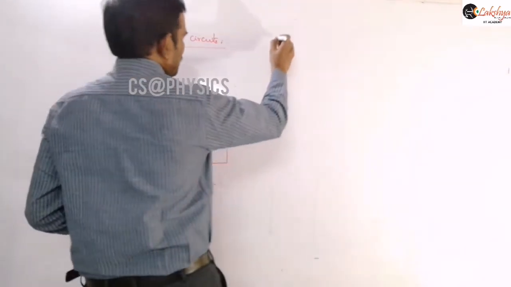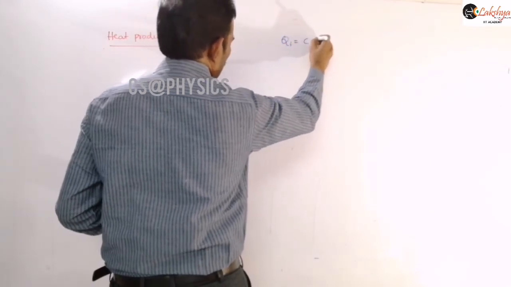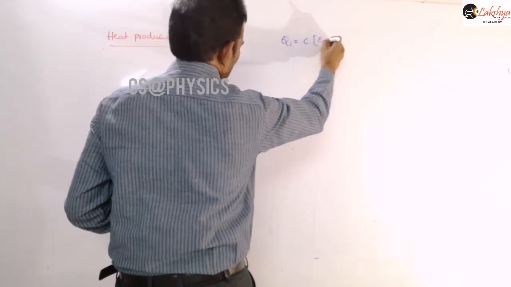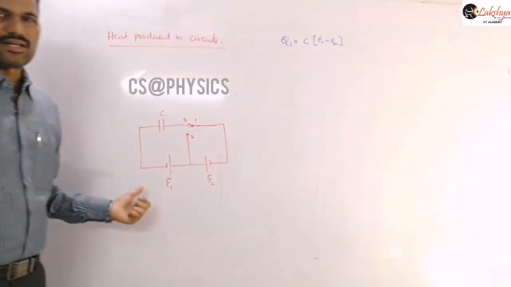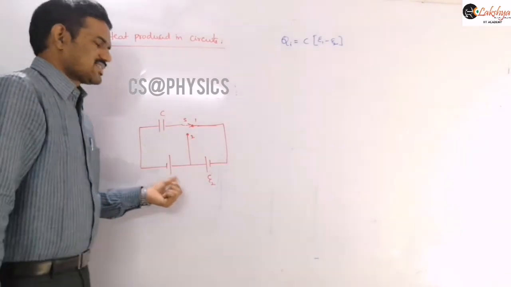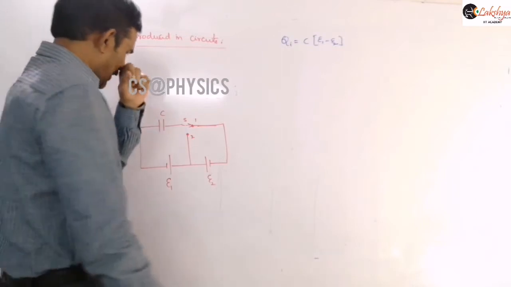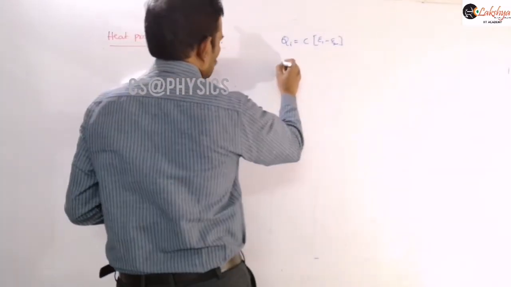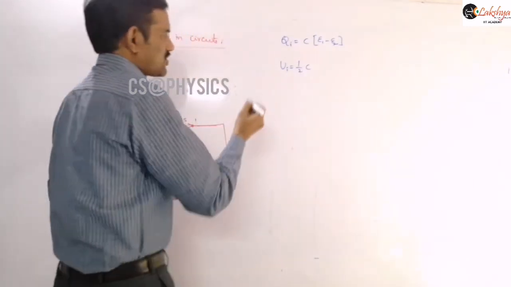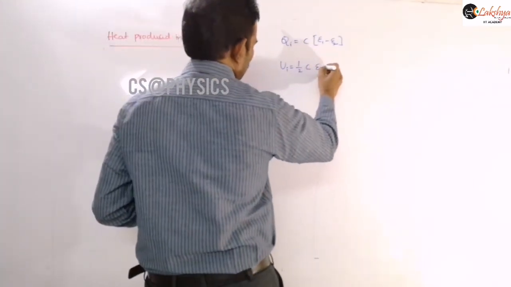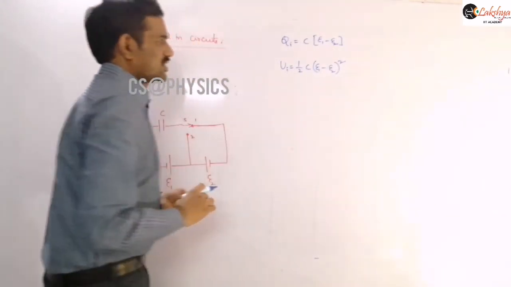So I can write this as Q initial is equal to C into E1 minus E2, because those two are oppositely connected, that means in series wrongly connected cells. So the effective EMF is E1 minus E2. And now similarly you can write the energy stored. The initial energy stored I can write as half C V square, where V is nothing but E1 minus E2, whole square. So that is our initial energy.